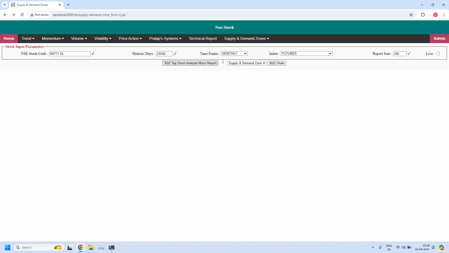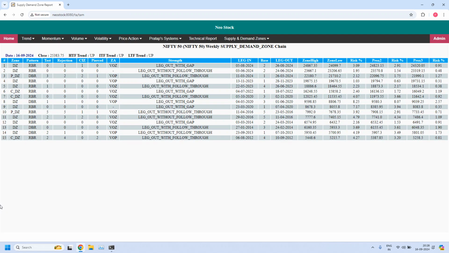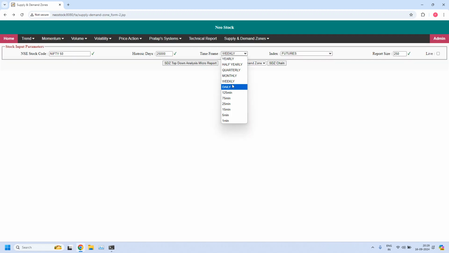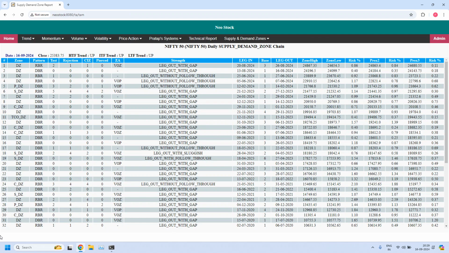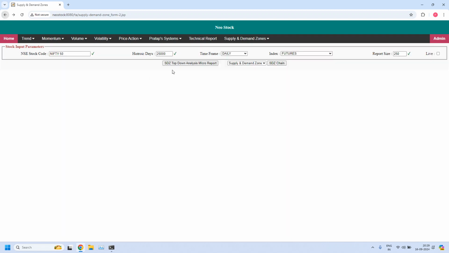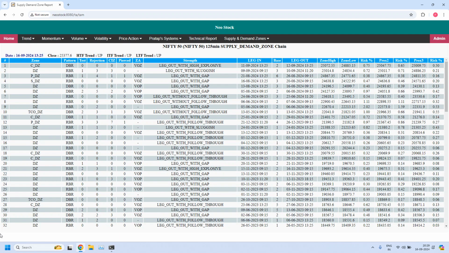Okay, the next time frame is weekly. I am generating weekly supply demand zone chain for NIFTY. Next time frame is daily. I am generating daily supply demand zone chain for NIFTY. Next time frame is 125 minutes. I am generating 125 minute supply demand zone chain for NIFTY.